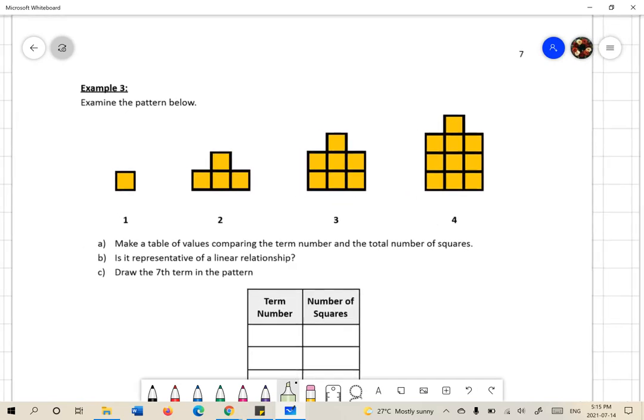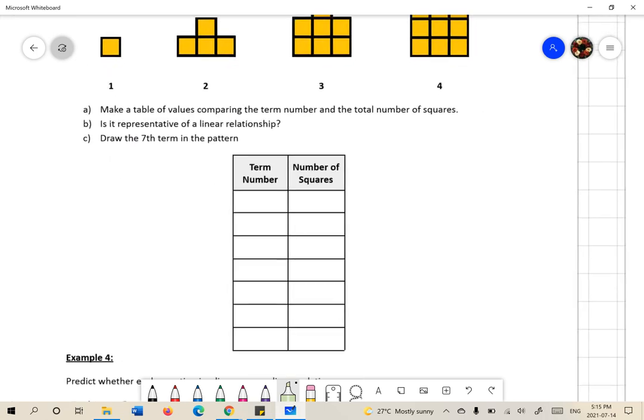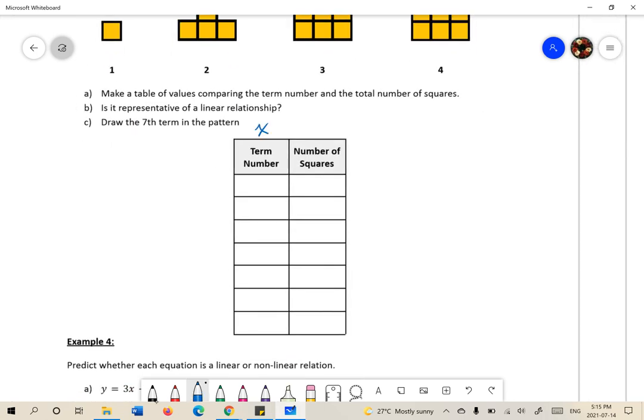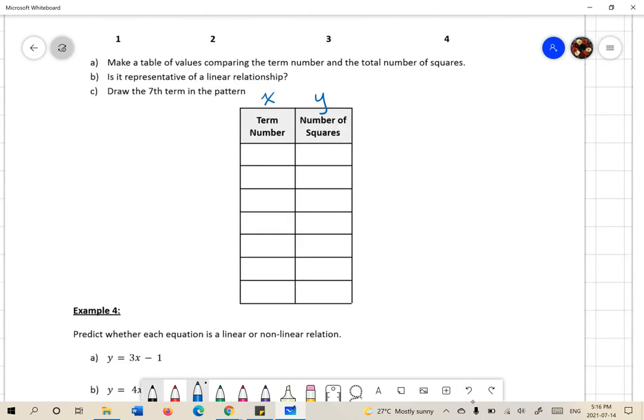Last page. Examine the pattern below. Make a table of values comparing the term number and the total number of squares. So here's our table of values. So remember, your left column is your X and your right column is your Y. So the term number is down here. Term 1, term 2, term 3, term 4. So my term number, I'm just going to write 1, 2, 3, 4, and I'm going to continue all the way to the end of my table of values.